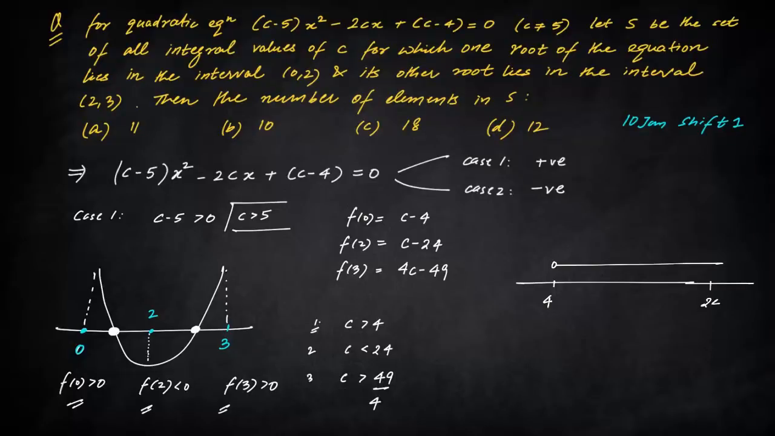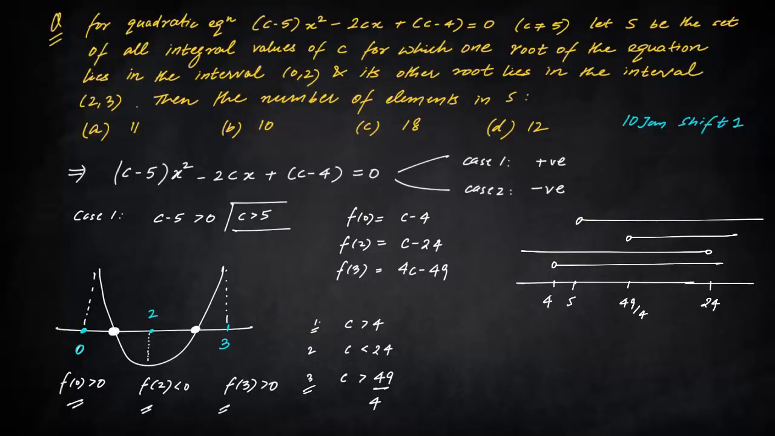Let's say we'll pick 24 here. C should be less than 24. Third is greater than 49 by 4. So 49 by 4 is something 12 something. So let's say we'll put 49 by 4 here, which is greater than 49 by 4. And do not forget the initial condition. C should be greater than 5. So let's say 5 is somewhere here. C should be greater than 5.